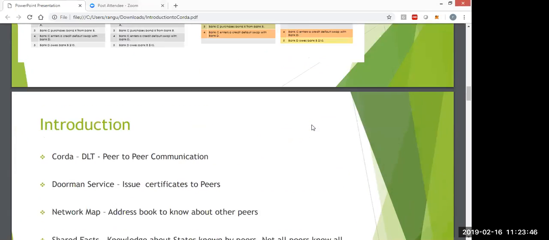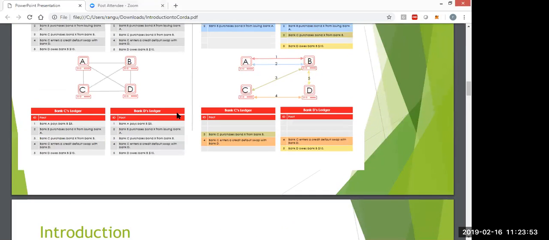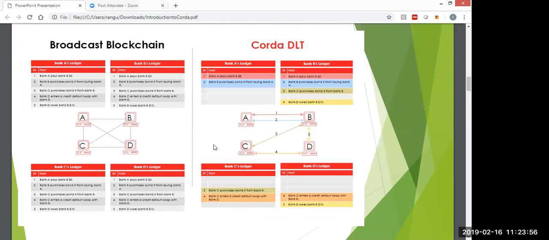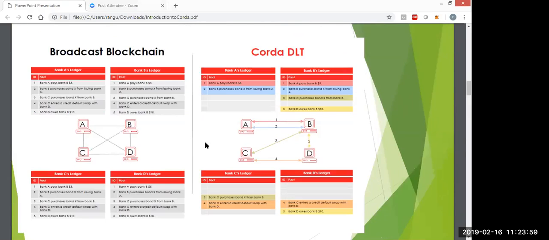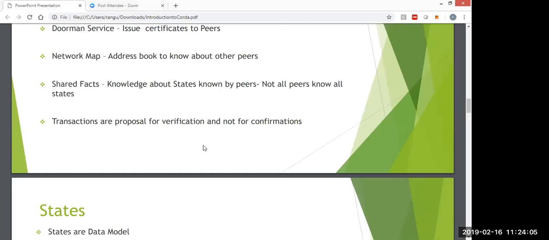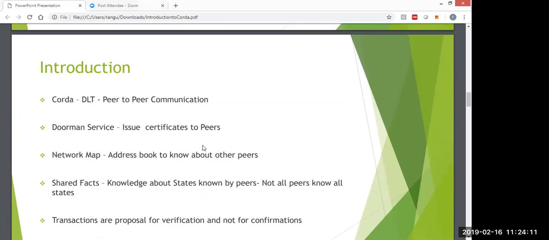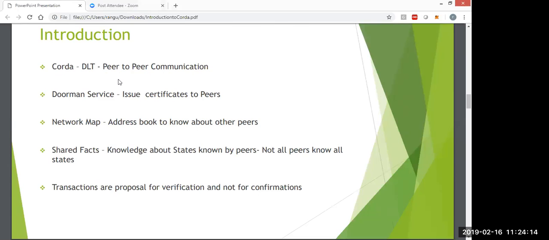Right. Now I'll dig into what Corda is. I assume you have understood blockchain, Corda, and what DLT is. So I'll start with Corda. This session is more of the in-depth details of what Corda is made up of, the components, and how they achieve the DLT steps. So I'll get started.